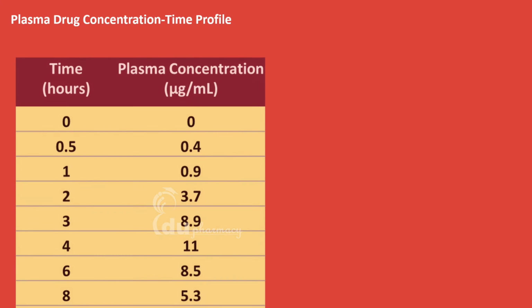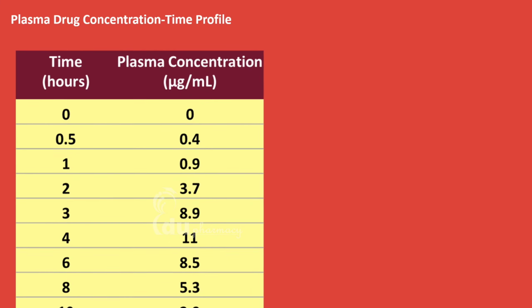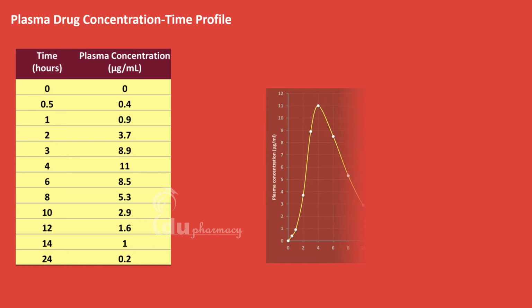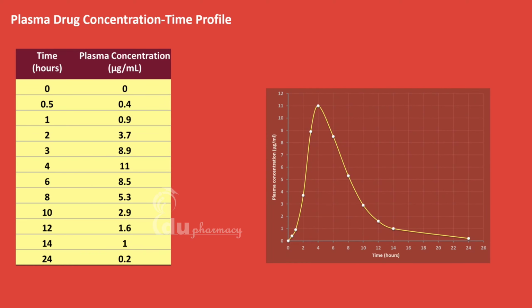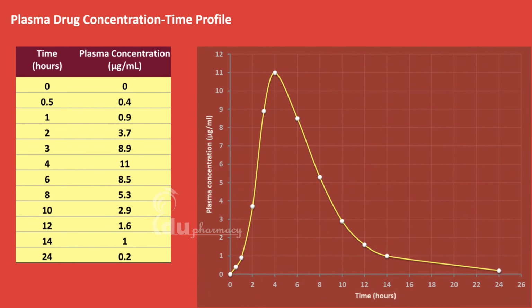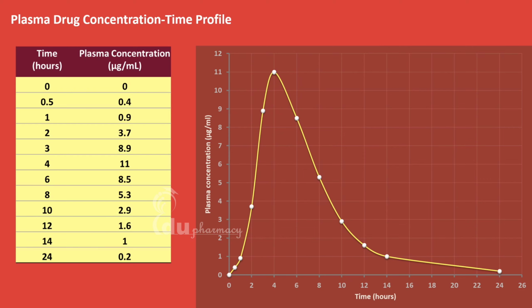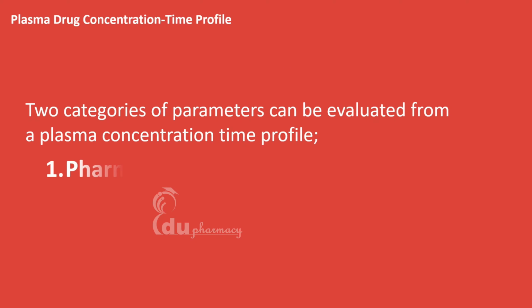Here is an example of the experimental data obtained. By plotting a graph of plasma drug concentration versus time, we can generate a plasma drug concentration time profile. Using this profile, we can evaluate two categories of parameters: pharmacokinetic parameters and pharmacodynamic parameters.